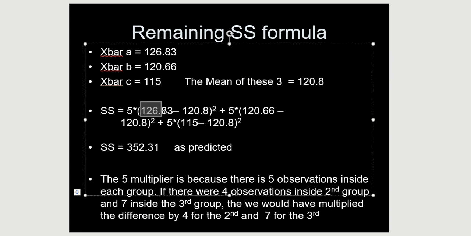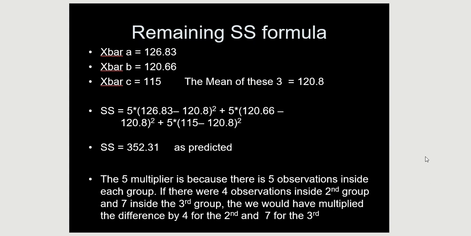So you do 126.83, which is the average of group A, minus 120.8, which is the average of all the values, or the average of the averages, you square, and then you multiply by 5. Why did we multiply by 5? Because we had 5 observations in group A. Then you do the same thing for group B, 120.66 minus 120.8 squared, you multiply by 5, and then the same thing for group C, 115 minus 120.8, you square, times 5, and you're going to get 352.31, which is exactly the value that we received when we calculated the total minus within.